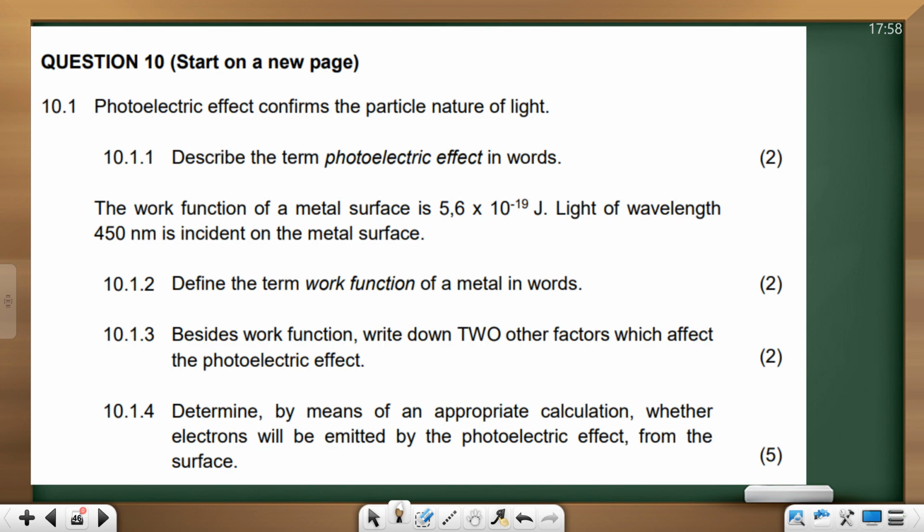Let's go on. Let's check this. Photoelectric effect confirms the particle nature of light. Describe the term photoelectric effect in words. How would you define that?